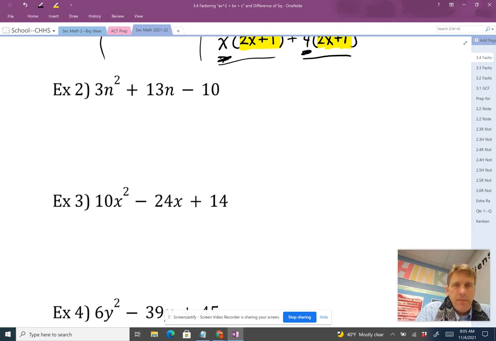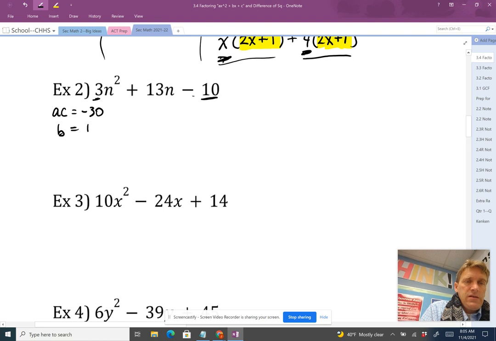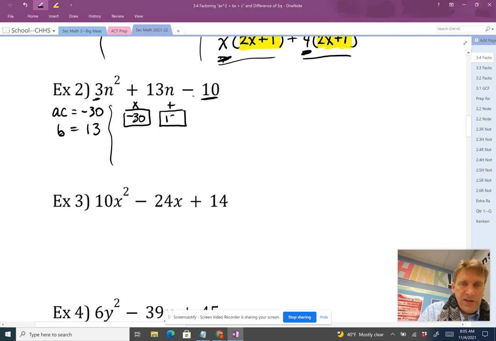13 is prime, 3 is prime, and so they don't share a common factor. So we'll look at this and say, okay, AC: A is 3 and C is negative 10, and so AC is negative 30. And B is 13. So we're looking for two numbers that multiply to negative 30 and that add to our middle term 13.